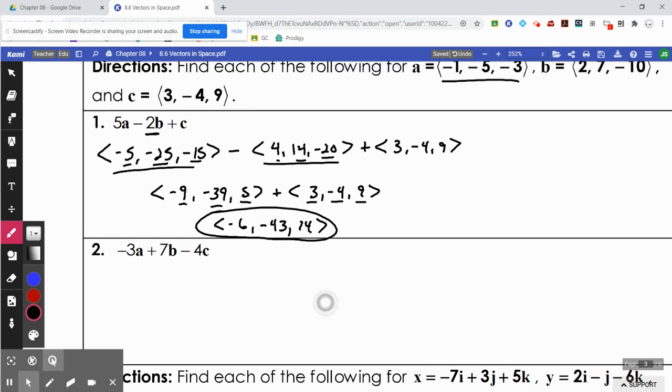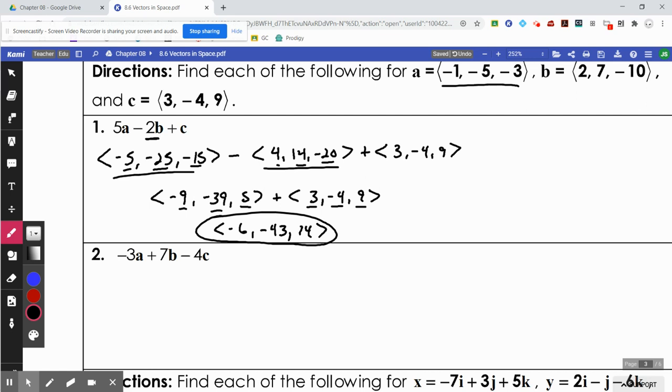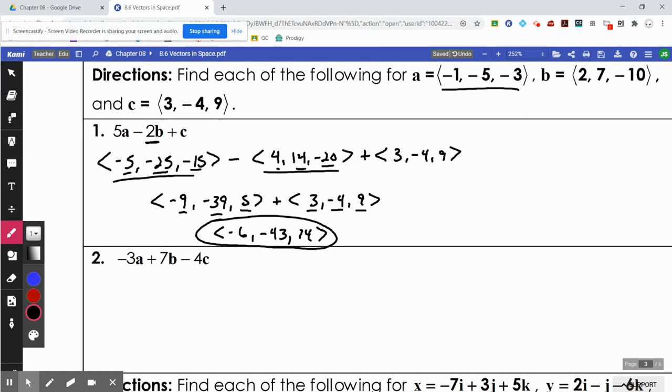Number 2 says to do negative 3a plus 7b minus 4c. So negative 3a, I'm going to distribute negative 3 times a. So that turns it into vector 3, 15, and 9 plus 7 times b. Here's vector b. That's going to be 7 times everything, will be 14, 49, and negative 70. Now, it says minus 4 times c.